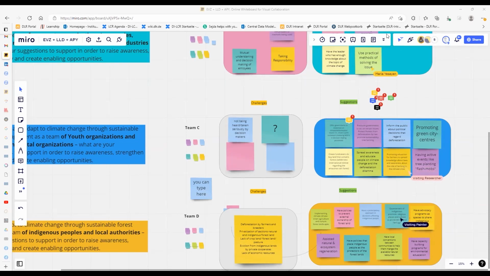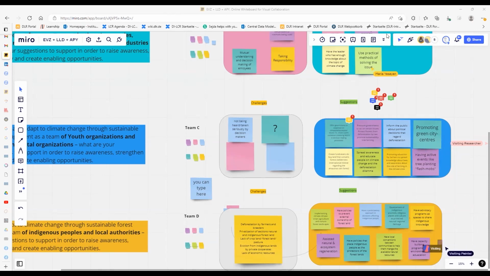And one last practical thing is to organize events where people come together and plant trees in certain areas, so that you have more trees that grow. Yeah, that's a short rundown of our suggestions.